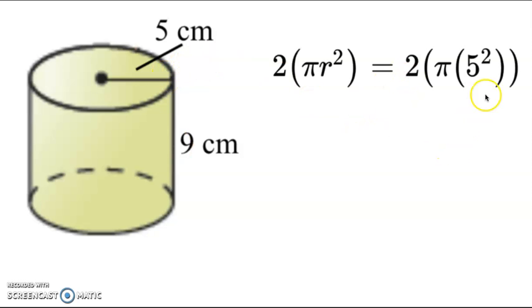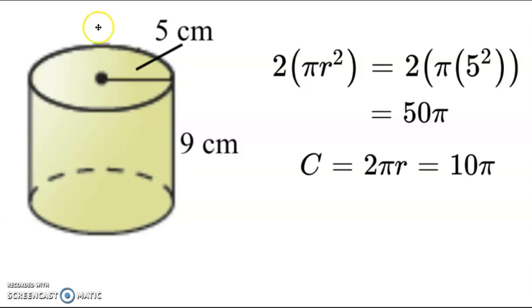So r is 5, so you have 5 squared times pi times 2, which gives you 50 pi, because 5 squared is 25, times 2 is 50. Next, we need to find the area of the rectangle that goes around the cylinder. The height is 9, and the length is going to be the circumference. So let's find the circumference. So circumference equals 2 pi r, and r is 5, so 2 times pi times 5 is 10 pi. Now to find the area of the rectangle from that, we have the height of 9 times the length of 10 pi gives you 90 pi.